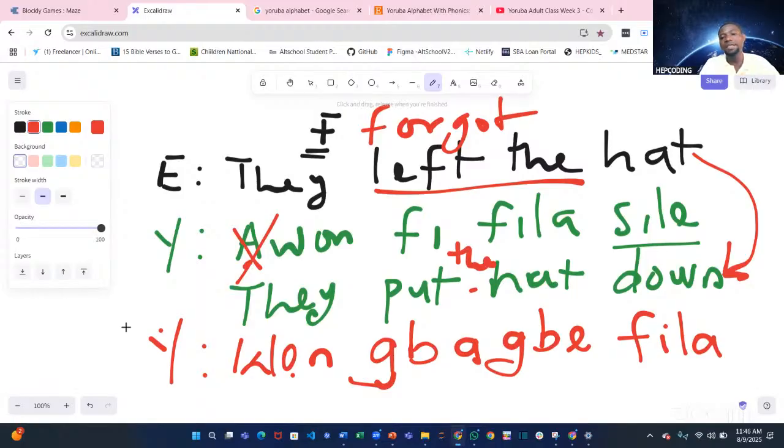Wọ́n fi fìlà sílẹ̀. They left the hat. But if the person is saying it in the meaning of forgot, you see, that's where Yoruba is kind of complicated, because you have to be clear about what you're trying to say.